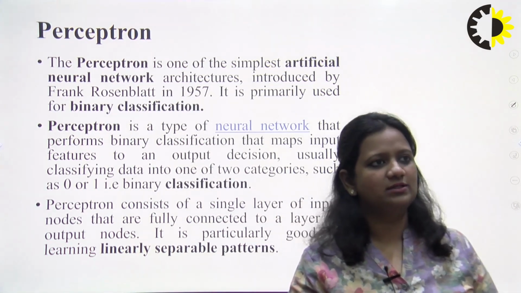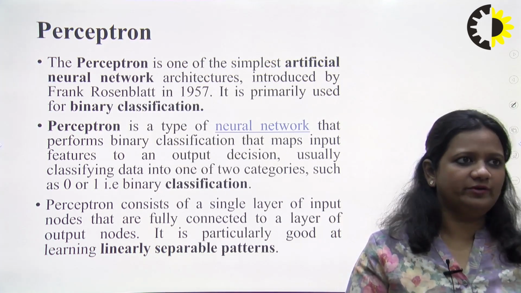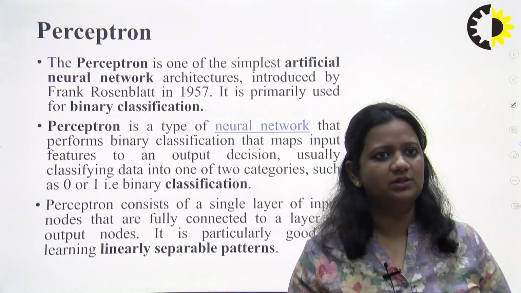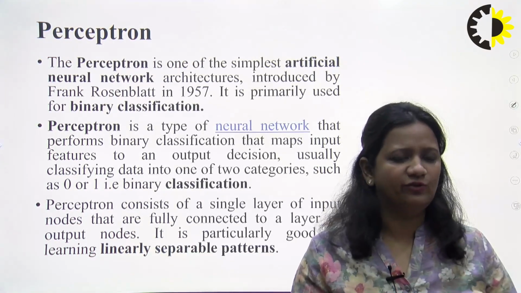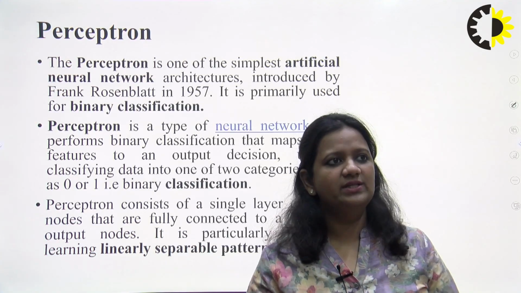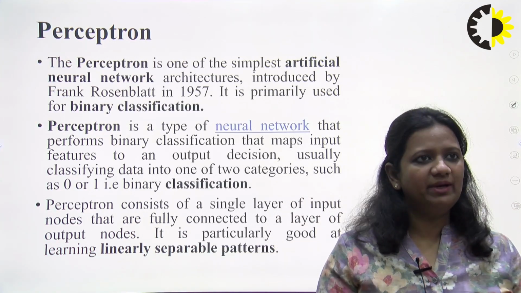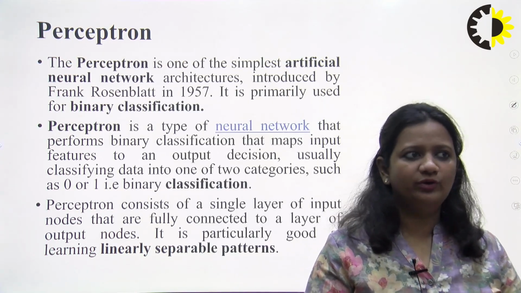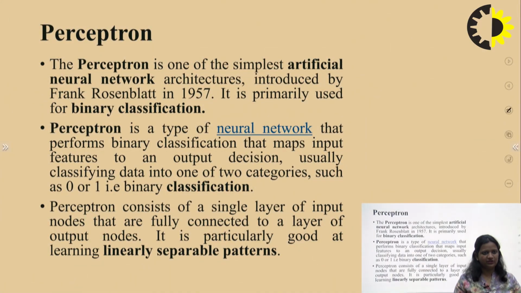As we already discussed artificial neural networks in our previous lectures, binary classification means that the output is in binary form: 0 and 1, true and false, or yes or no. So yes, Perceptron is the simplest artificial neural network architecture. Perceptron is a type of neural network that performs binary classification and maps input features to an output decision, usually classifying data into one of two categories, 0 or 1.